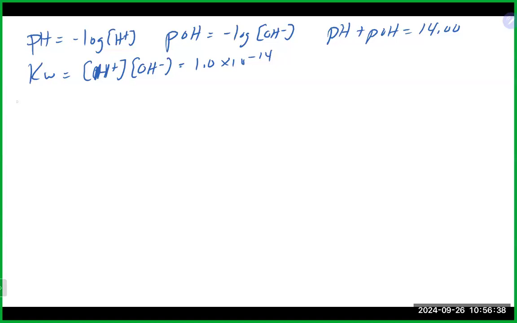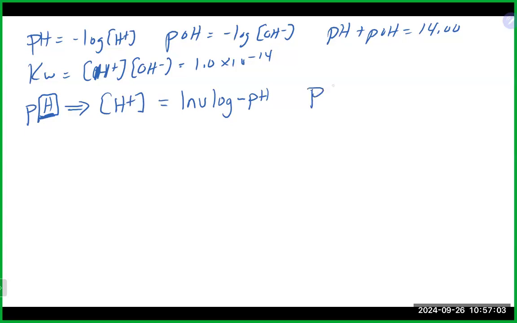Now, if you are given the pH, as the name would imply, you could actually get the H plus concentration directly from the pH value. You could get the H plus concentration by taking the inverse log of the negative pH. Same thing with pOH. If you are given the pOH value, you can get the OH minus concentration from that by doing pretty much the same calculation, which is the inverse log of the negative pOH.